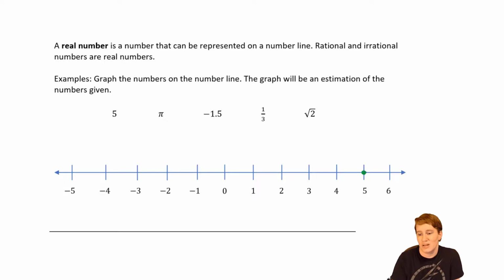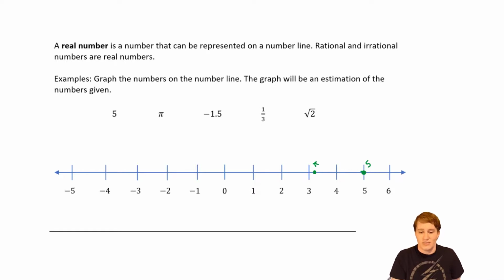Well, we'd put a dot at 5 and maybe label it just so that our teacher knows that we actually were trying to label it. Pi is approximately 3.14. So even though this is irrational, we can put it kind of close to 3, closer to 3 than to 4, and say, okay, that's about where pi is.